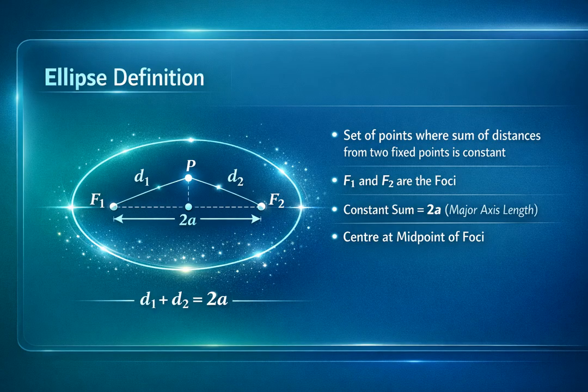An ellipse is the set of all points where the sum of distances from two fixed points called foci is constant. This constant sum equals 2a, where a is the semi-major axis. The center is at the midpoint between the foci. Unlike a circle, an ellipse has two axes of different lengths.